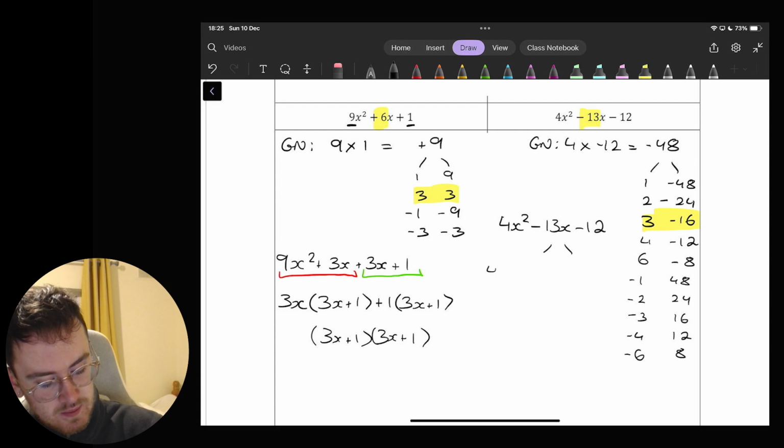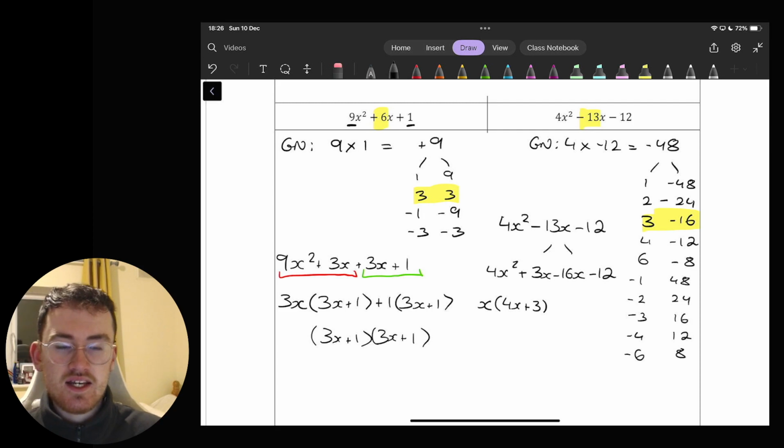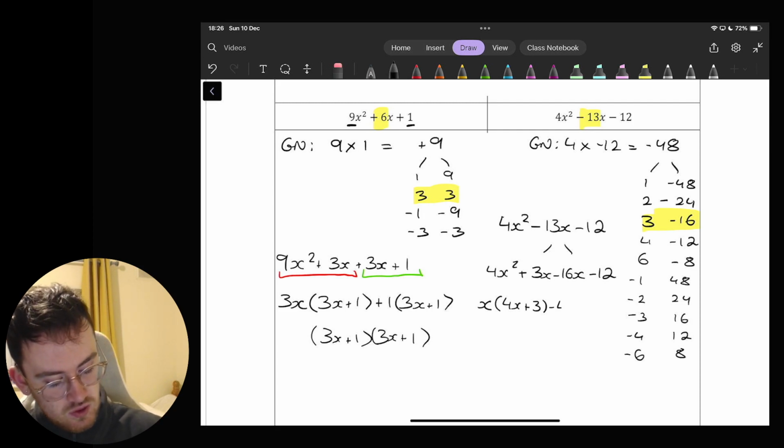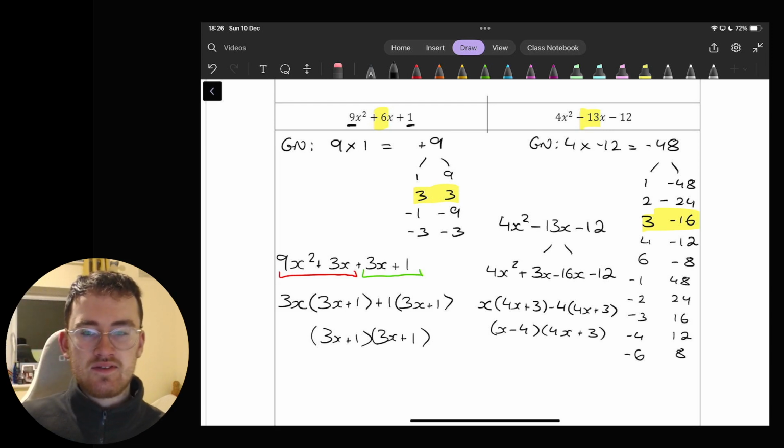We're splitting out the middle term there, so 4x squared plus 3x minus 16x minus 12. So looking at 4x squared and 3x, all that they have in common there is just x. So I get x times 4x plus 3, and then minus 16 and minus 12, well, they have 4 in common, so I'll take the minus with me as well. So 4x plus 3. So I get x minus 4 and 4x plus 3 as my factors overall there.